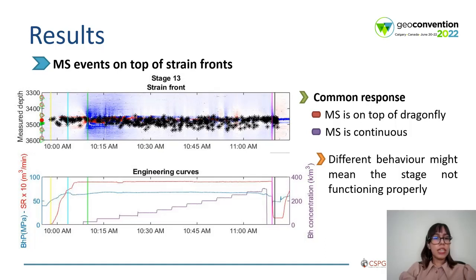Now, this is an example of the most common response for the analysis of the microseismic events on top of the strain fronts. The microseismicity usually concentrates on top of the DAS front and happens continuously during the injection. Different behavior might mean that the fluid is going to other places or fracture communication.